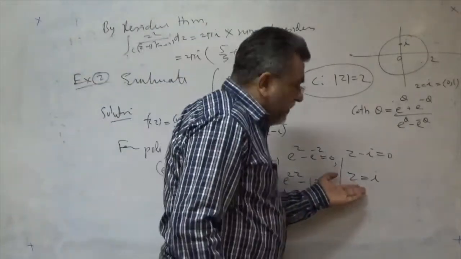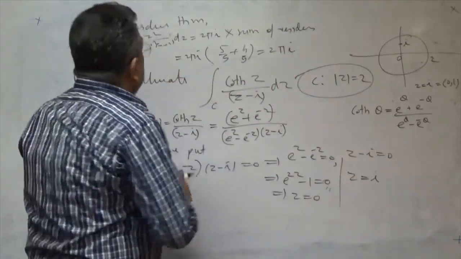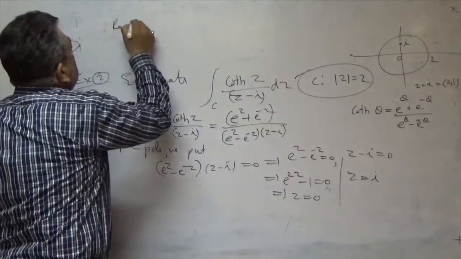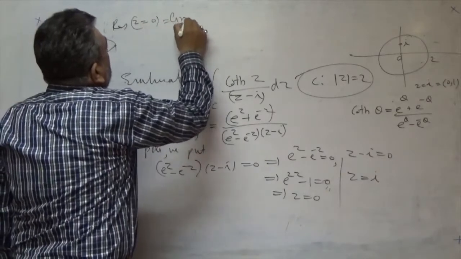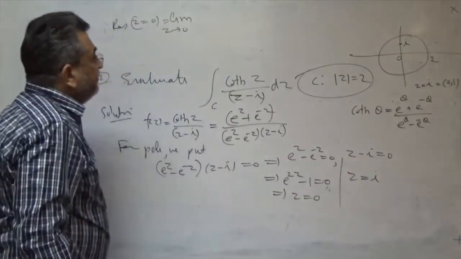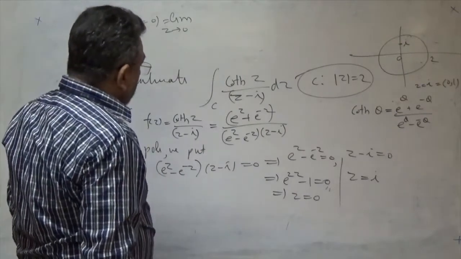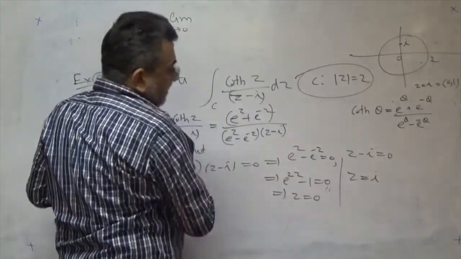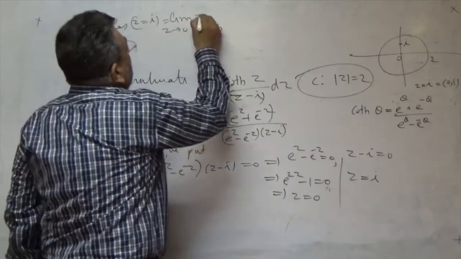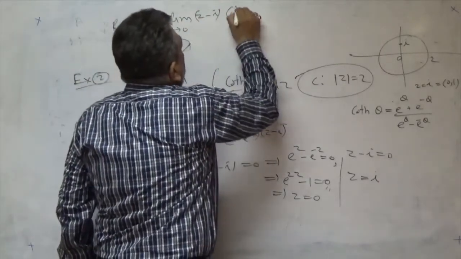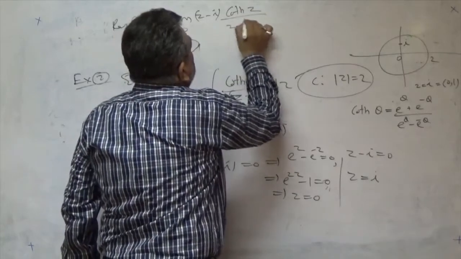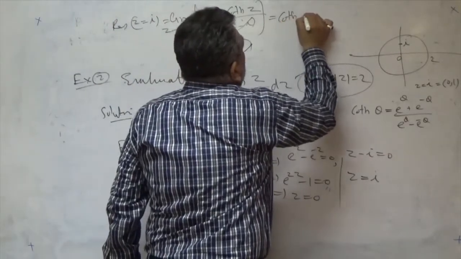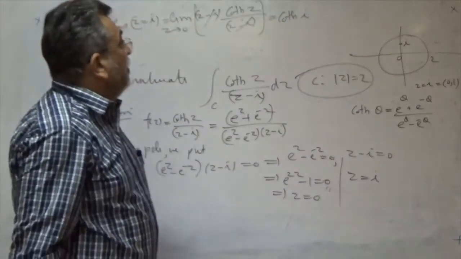This is a simple pole, and for this we have a very simple formula. First we find the residue at z equal to i. We take the function times z minus i, that is cot z upon z minus i times z minus i. Z minus i is cancelled out. Substitute the value z equal to i. This is simply hyperbolic cot i. That is the value of the first residue.